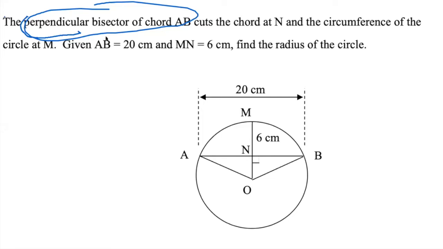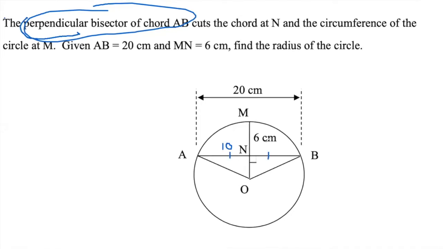Since it's a perpendicular bisector to the chord AB, these two are equal. Since the whole thing is 20, this is 10 and this is 10 right here. We're looking for the radius only of the circle, so it's either OB or OA.